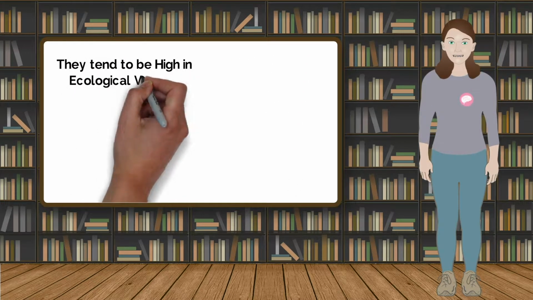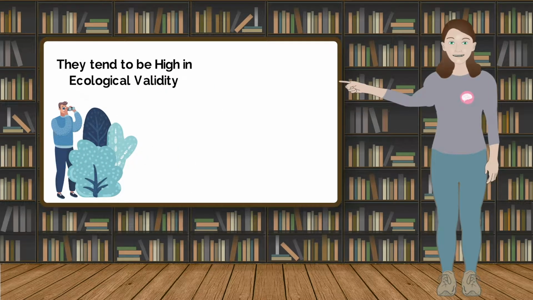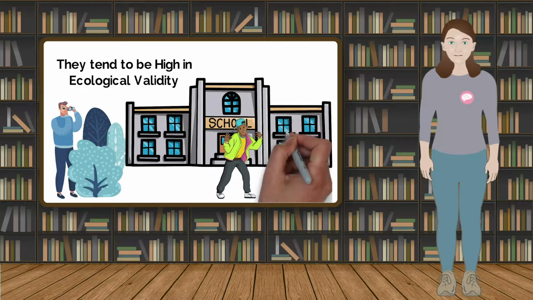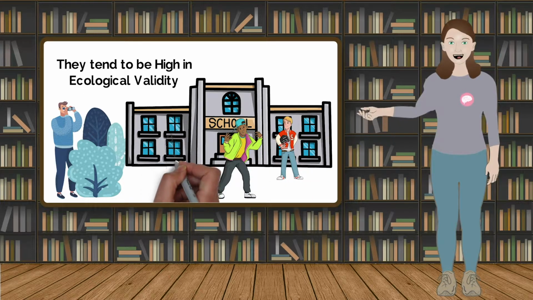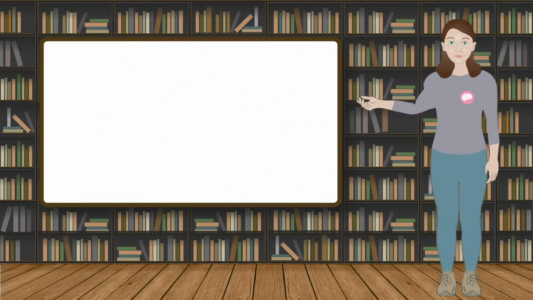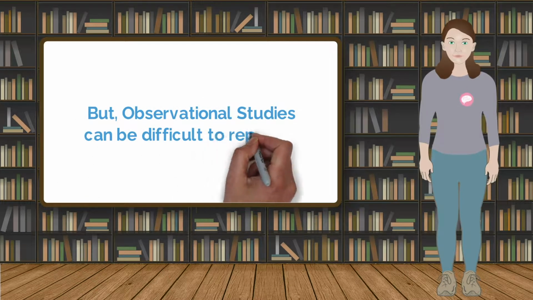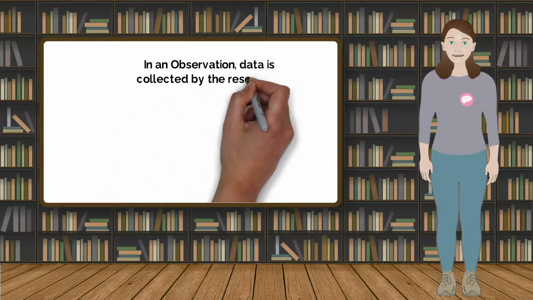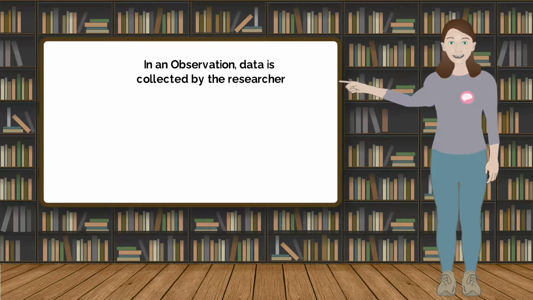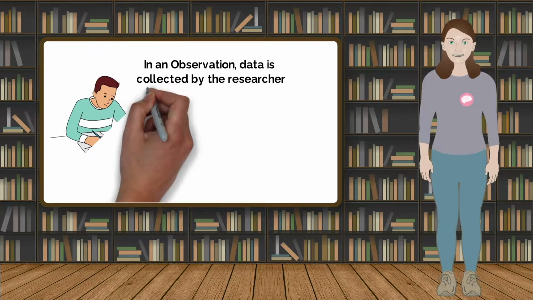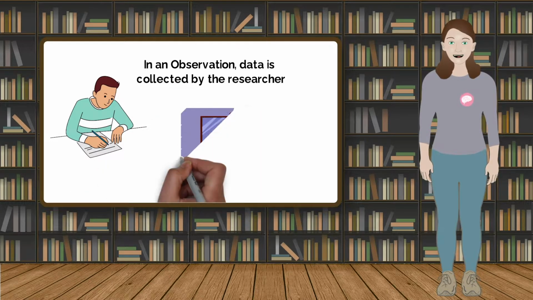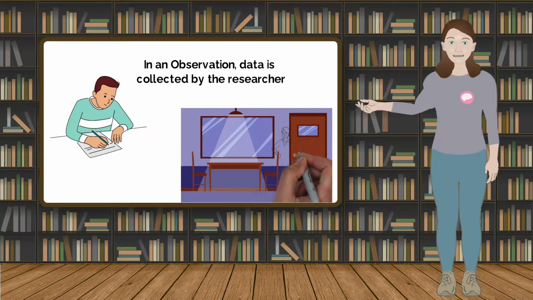Observational studies therefore tend to be high in ecological validity, as there are no interventions, and if the observer remains undetected, then the method avoids any problems with experimenter effects. On the other hand, observational studies can be difficult to replicate. In an observation, data is collected by observing or watching participants. In the earlier days of psychology, someone had to sit there and watch and take notes. One-way mirrors are now commonly used to observe behaviour.